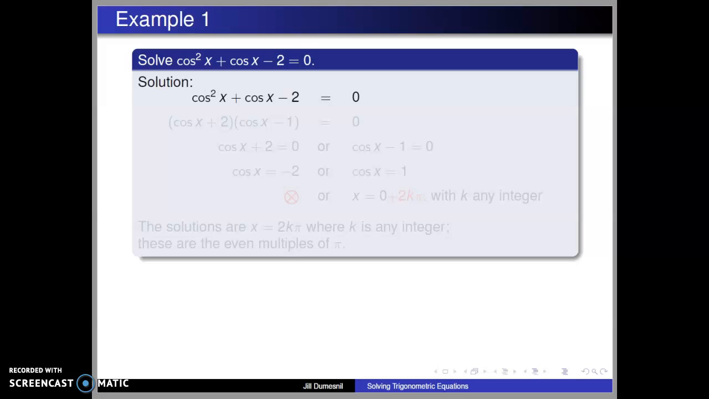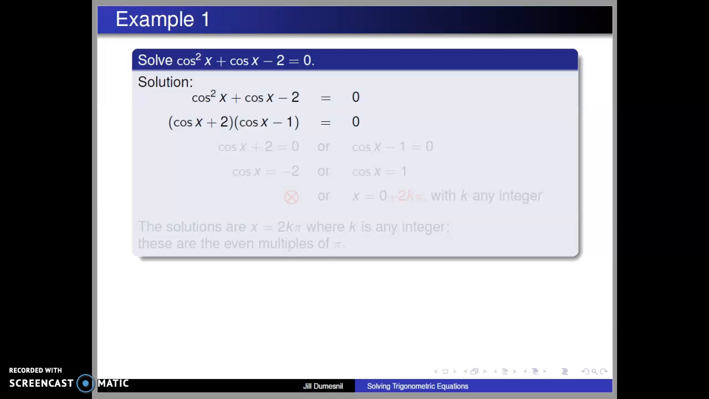The given equation is a quadratic in cosine x. Factoring was the first technique we learned for solving quadratic equations, so let's try to factor in this case. The expression factors as cosine x plus 2 times cosine x minus 1.